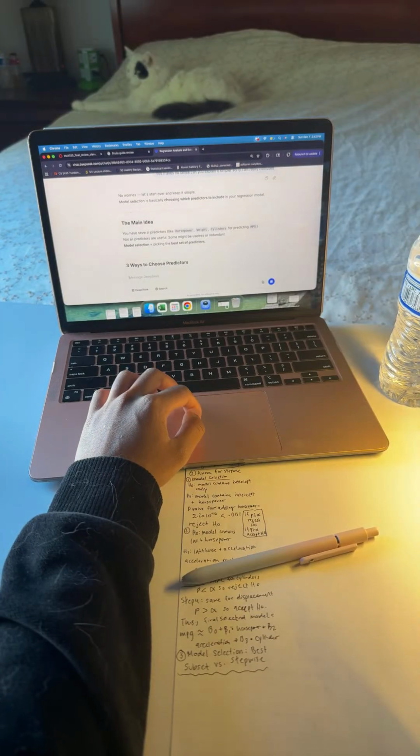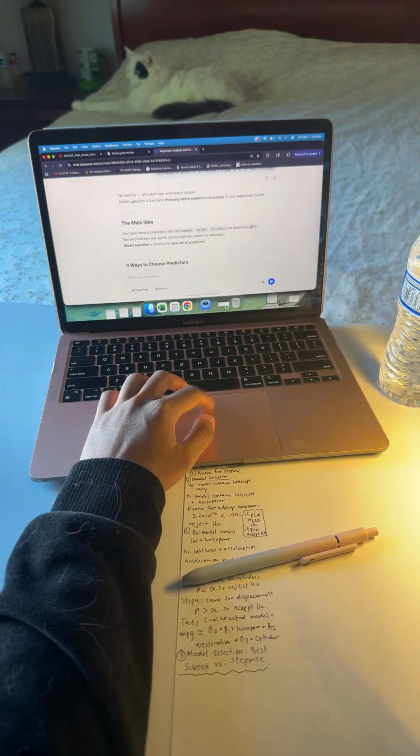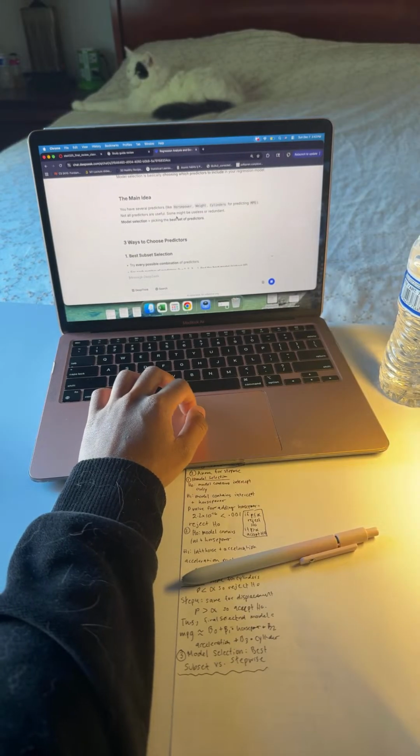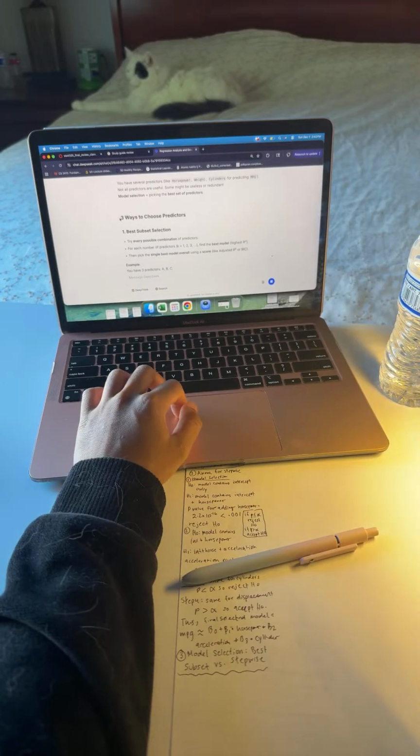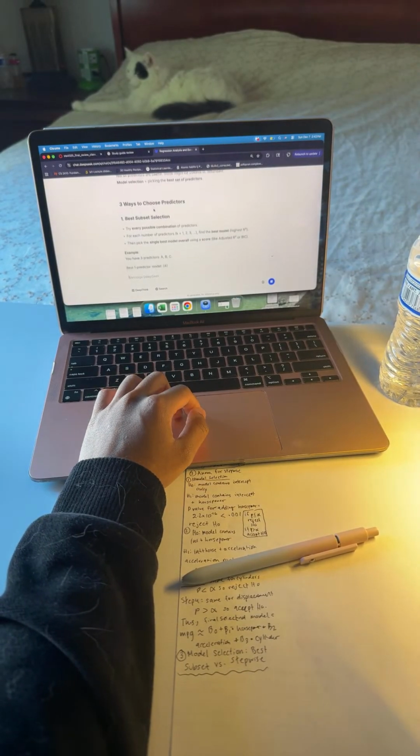Okay, so you have several predictors like horsepower, weight, cylinders for predicting miles per gallon. Not all predictors are useful. Some might be useless or redundant. Model selection is picking the best set of predictors. Okay, that makes sense. Okay, so 3 ways to choose predictors.